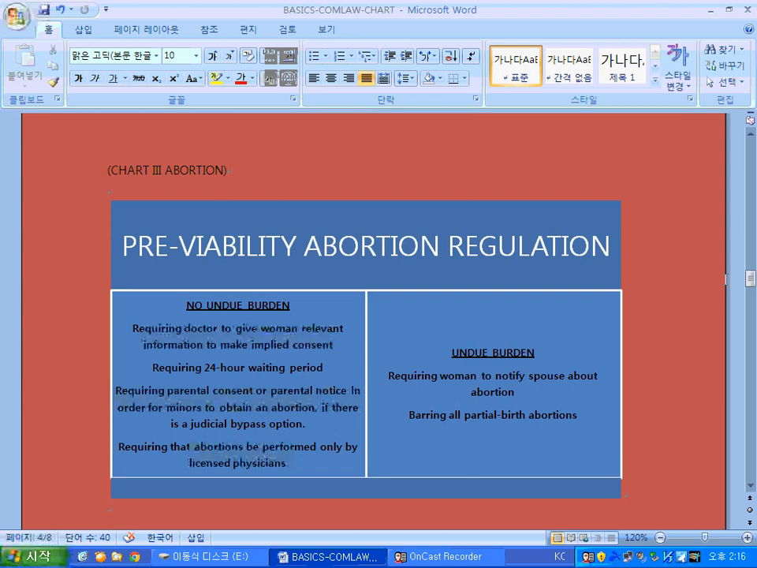We have reviewed a gist of a majority opinion. This position would be changed in some way in the later cases. For example, Doe versus Bolton, and Thornburgh versus American College of Obstetricians and Gynecologists, decided in 1986.